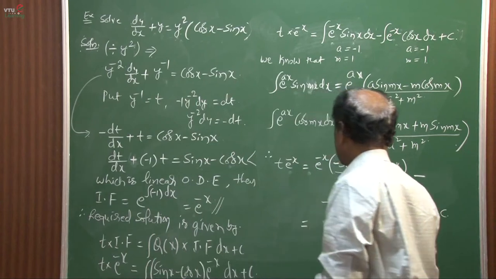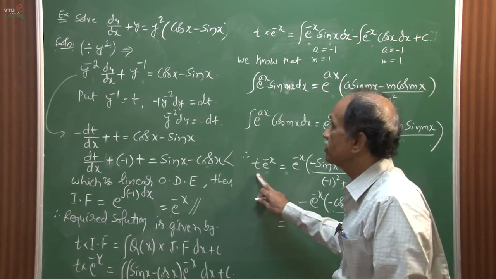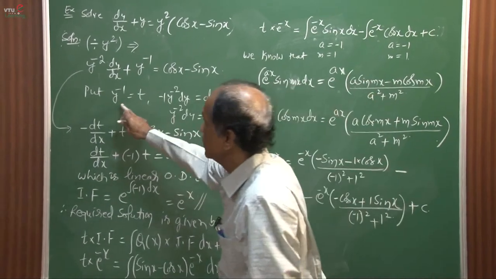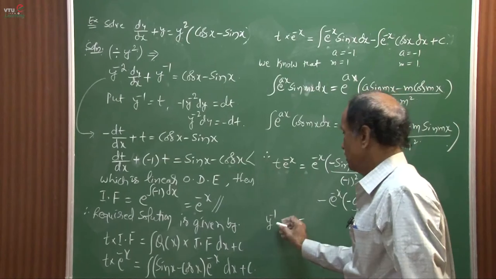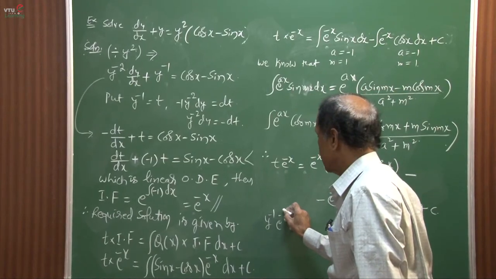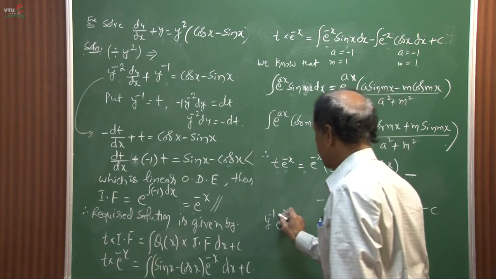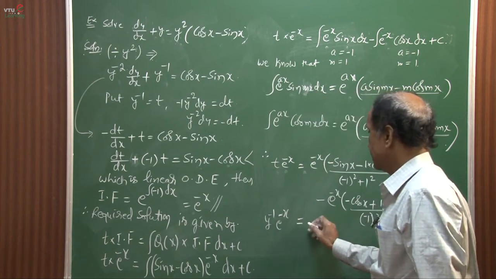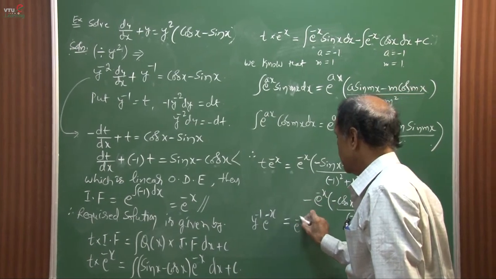Then, what is the next part of the simplification? T, what is the value of T you have selected? That is y to the power minus 1. So y to the power minus 1 and x to the e to the power minus x is the integrating factor, and then this is e to the power minus x, right?